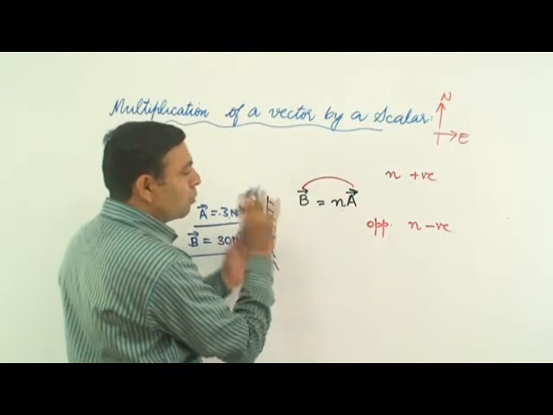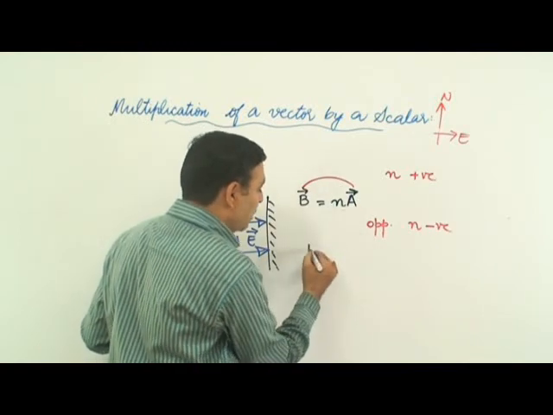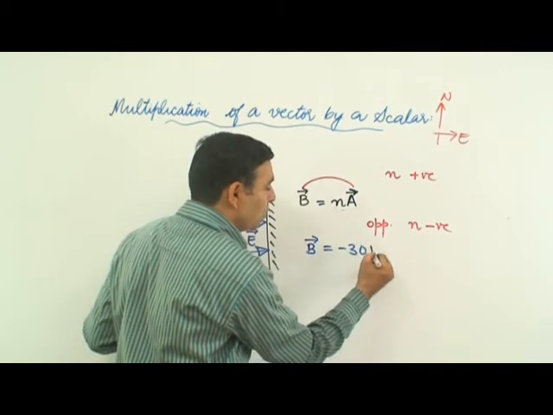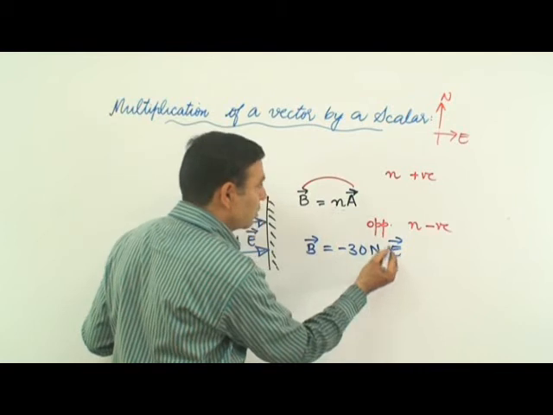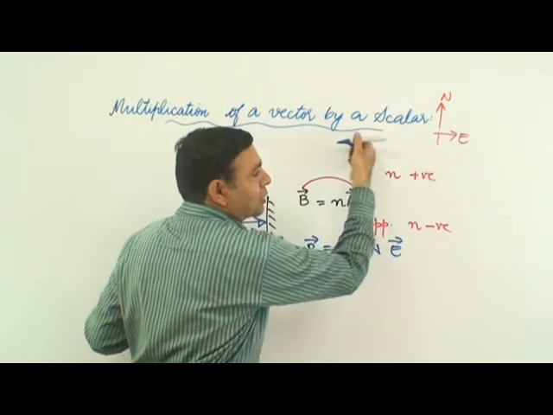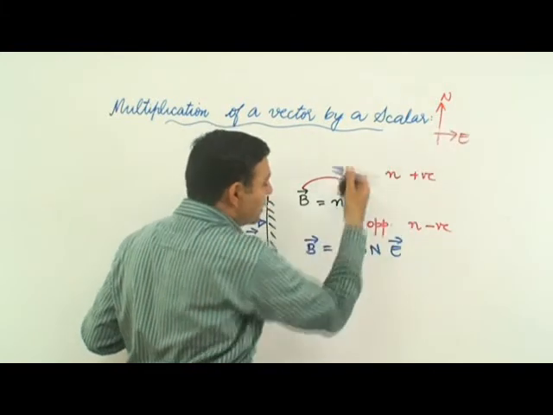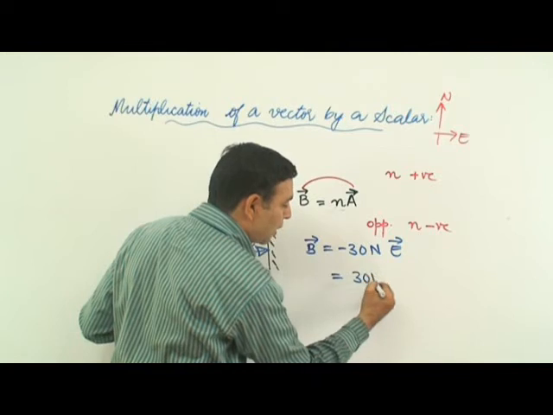For example, if I multiply this vector by minus 10, then B will not be 30 Newton, it will be minus 30 Newton towards east. But minus east is nothing but west. If you take this direction as positive, then you know very well minus east is nothing but the opposite direction. So minus east can be written as opposite to east. So this can be written as 30 Newton west.